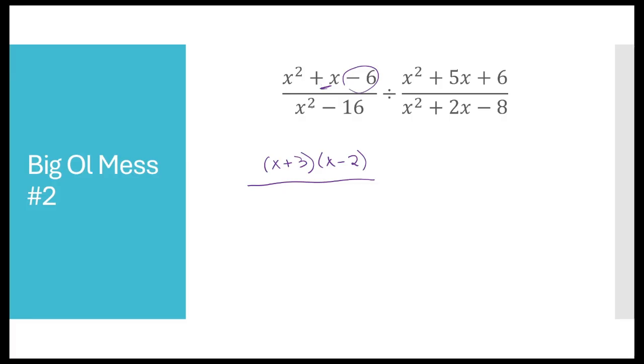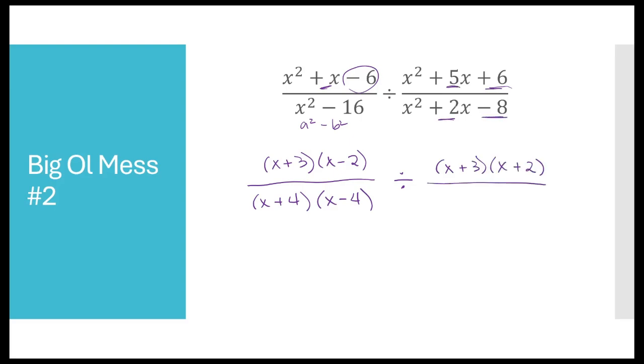On the bottom, this is again an a squared minus b squared, so I can write this as x plus 4 times x minus 4. And then I'm dividing by, over here I've got my two numbers that multiply to 6 and add up to 5. And down here, two numbers that multiply to -8 but add up to +2. Sounds like that's going to be x plus 4 with x minus 2.